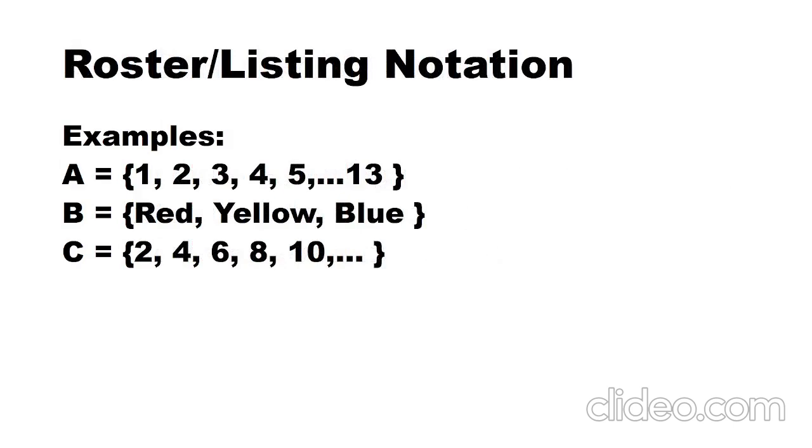Next, you go to the roster or listing notation, or listing method. Here you just simply list down the elements of the given set. We have some examples. Set A is equal to 1, 2, 3, dot dot dot, until 13. This is the listing notation for set A in the previous slide, which is described as X such that X is a counting number from 1 to 13. Then set B is equal to red, blue, yellow. These are the elements of that set. And set C is equal to 2, 4, 6, 8, 10, dot dot dot, meaning it goes on and on.